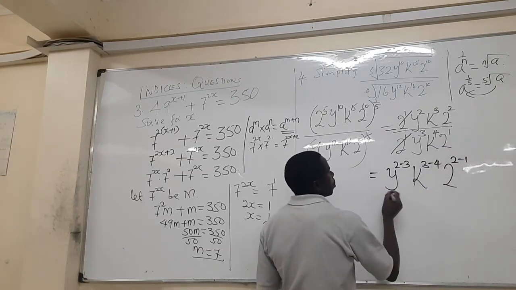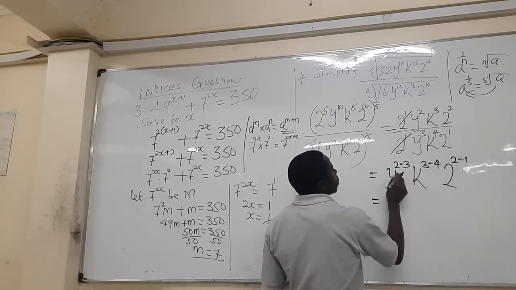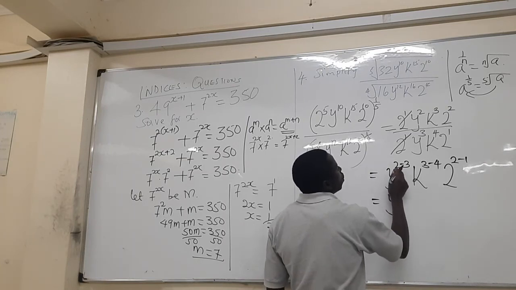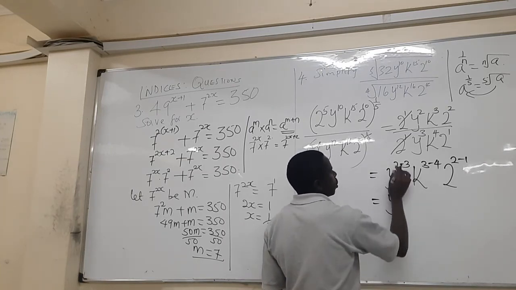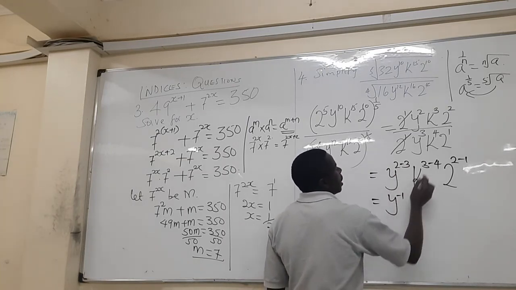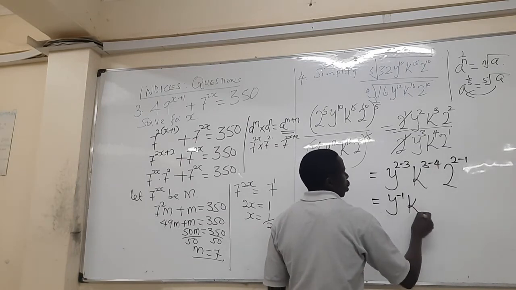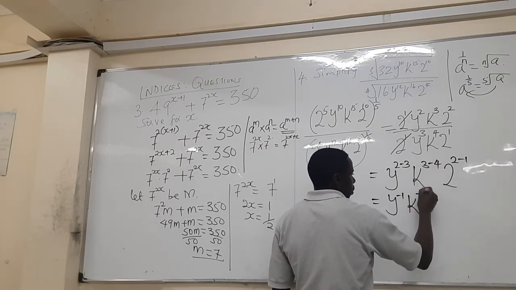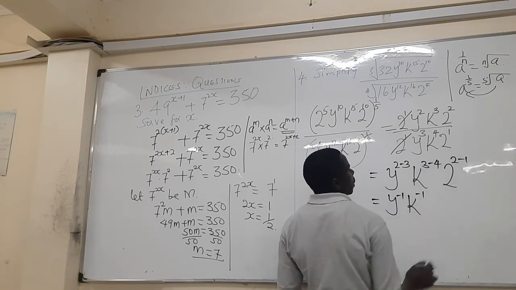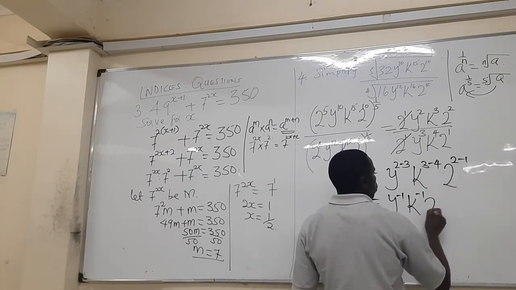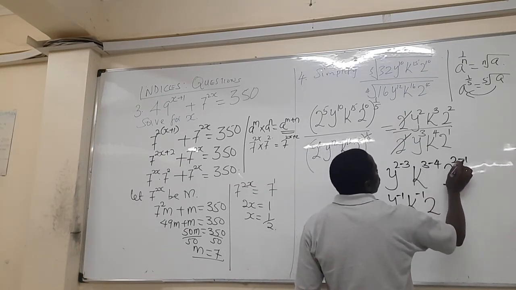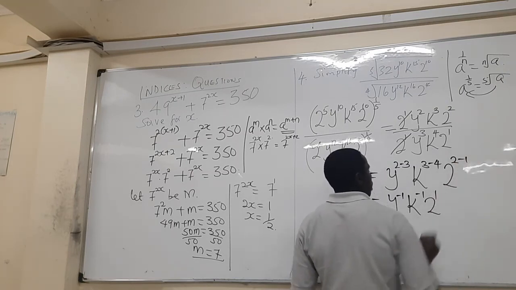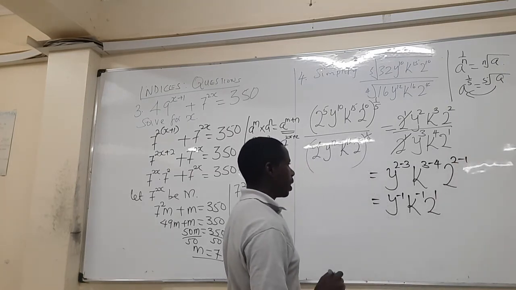In this case, it's good to have what? y power 2 minus 3. That is, 2 minus 3 is minus 1. And then 3 minus 4, k will be minus 1 also. 3 minus 4 is minus 1. And then 2 power 2 minus 1 is 1. So that is our answer there.